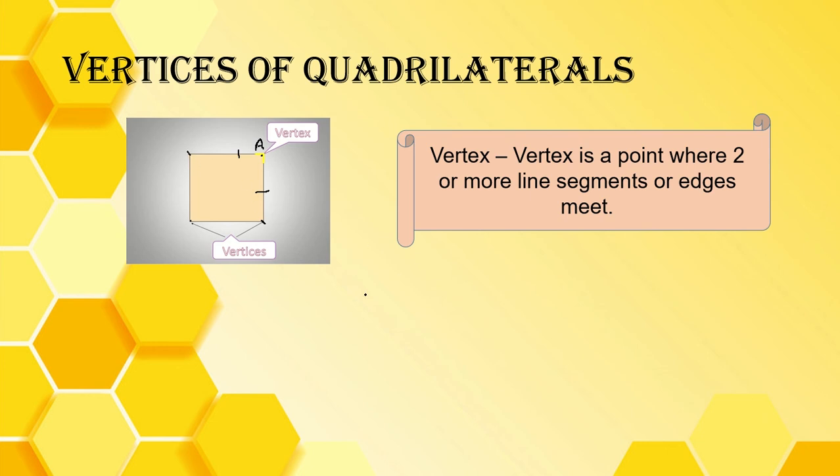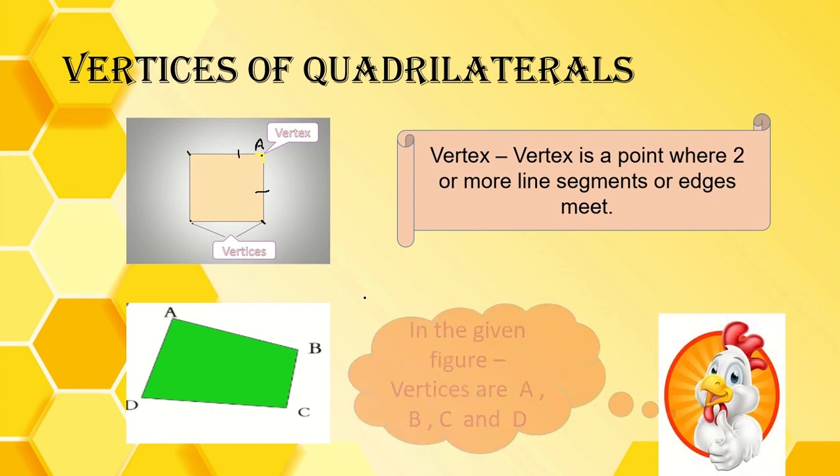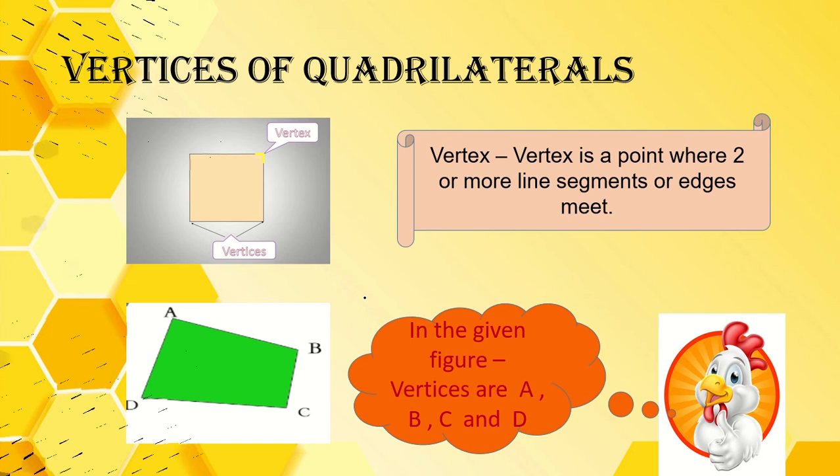What do you mean by vertex? Okay. I have given name to the vertex here. How many vertices are there? Yes, there are 4 vertices named as A, B, C and D.